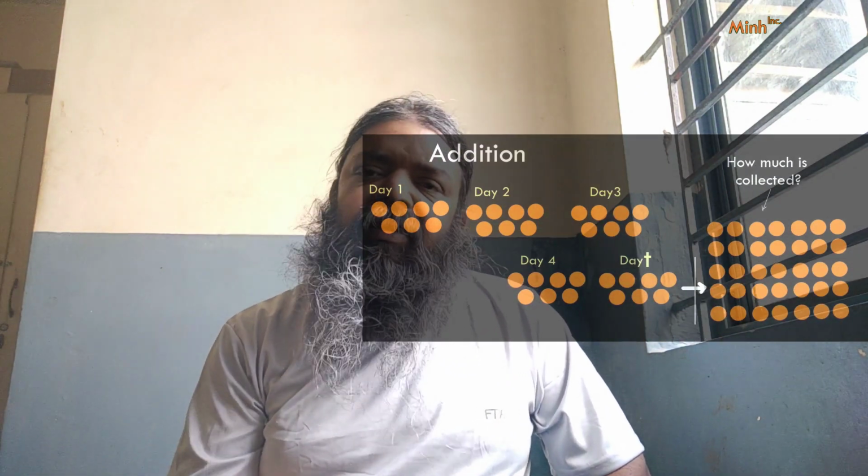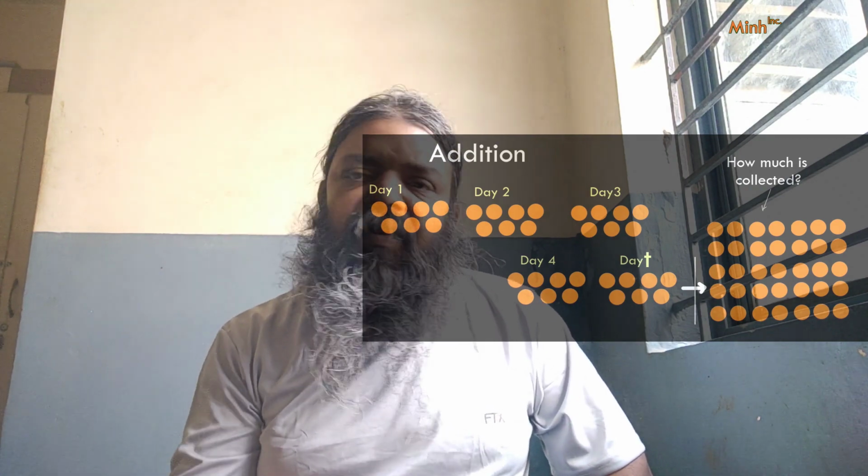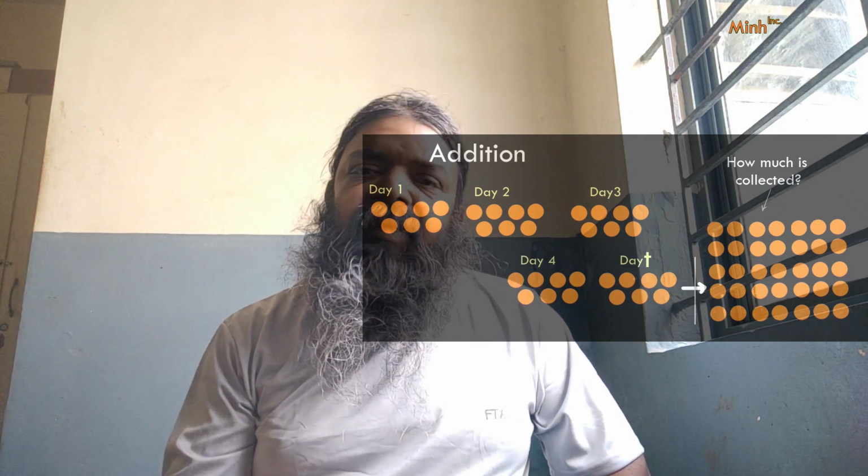Okay, so I add 7 oranges per day. I get 7 oranges per day. What about after T days? How many oranges do I collect? 7 into T. Every day 7. 7 plus 7 plus 7 plus 7. If it is 10 days, it is 70. If it is T days, 7 into T.